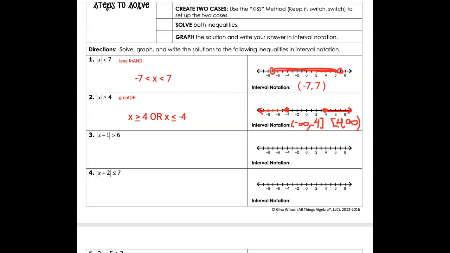All right, so for number 1, it would be an and inequality. We're going from negative 7 to positive 7. They're not included, so we use parentheses. Number 2, since it's greater than, that would be an or inequality. So either x is less than or equal to negative 4, because we have to flip our sign, or our other inequality, we just leave it the same. X is greater than or equal to 4, and we set up our two separate intervals.